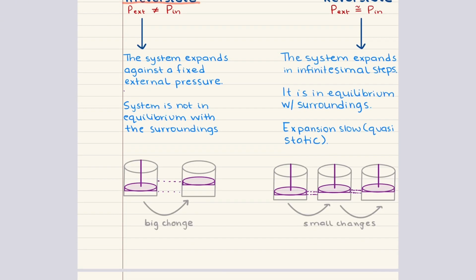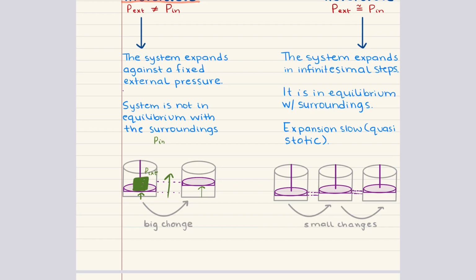Think of a piston with a single heavy weight on top. That weight fixes one opposing pressure, P external. For example, when the gas pushes in an expansion, its own pressure inside is going to be higher than that fixed outside value. So the piston lurches forward in one noticeable move. The outside pressure does not adjust to match the gas. There's a finite pressure difference that's driving the motion. So the system is not in equilibrium while it moves.